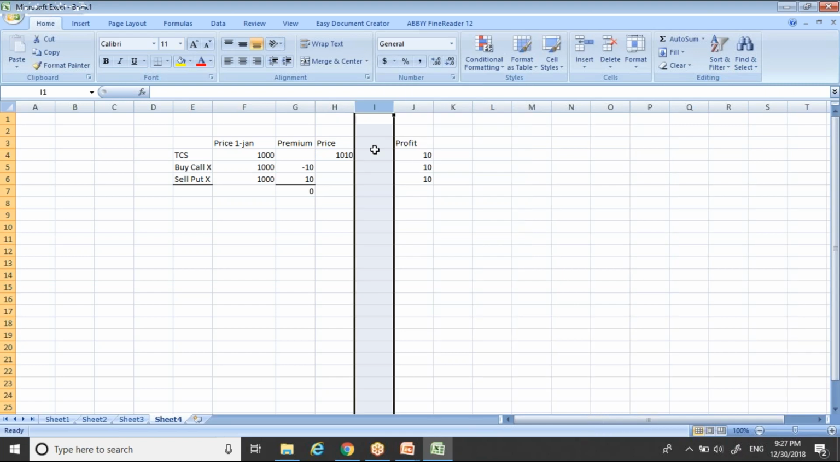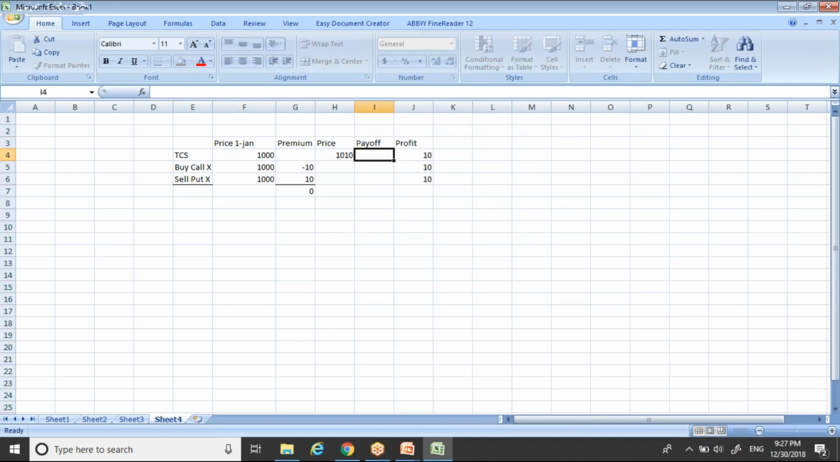This payoff. Hope you remember all these things. I put it here. And what is your profit? Payoff, okay, minus the premium. So that is 0. And what is the payoff for put?